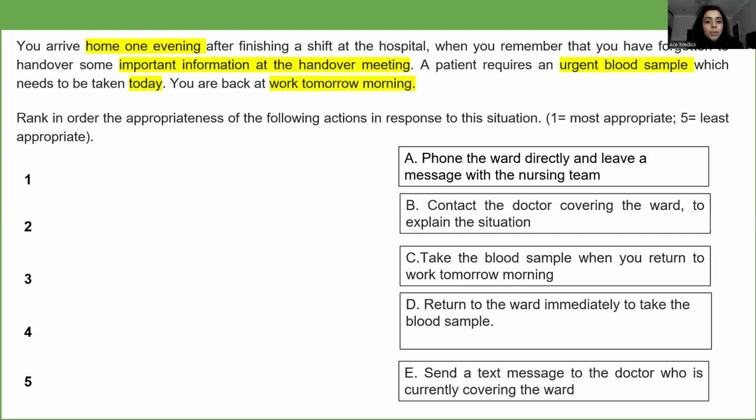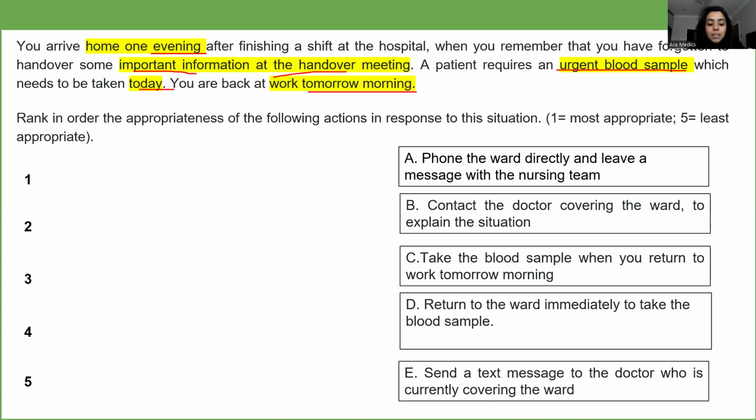So let's go through the specific scenario in this question. Just to read out the stem: you arrive home one evening. Remember to pay really close attention to the language used and the context of the scenario, because everything is written there for a reason. It tells you that you're already back home, so you're no longer in the hospital. You then remember that you've forgotten to hand over some important information at the handover meeting. A patient requires an urgent blood sample, which needs to be taken today, and you are back at work tomorrow morning. This is quite a common scenario, which you may have already found yourself in if you've done a long day on call, a duty shift or a night shift.